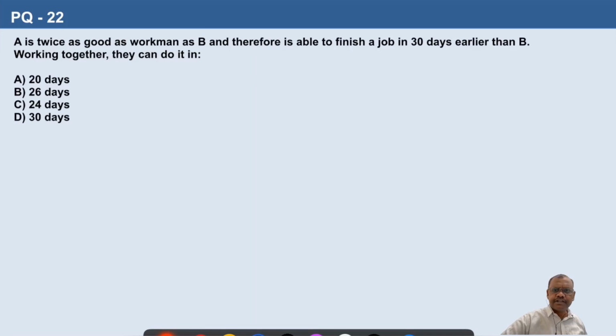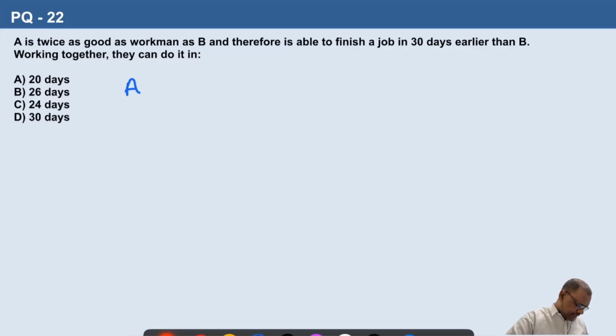Question number 22. A is twice as good a workman as B, and therefore is able to finish a job in 30 days earlier than B. Working together, they can do it in how many days?